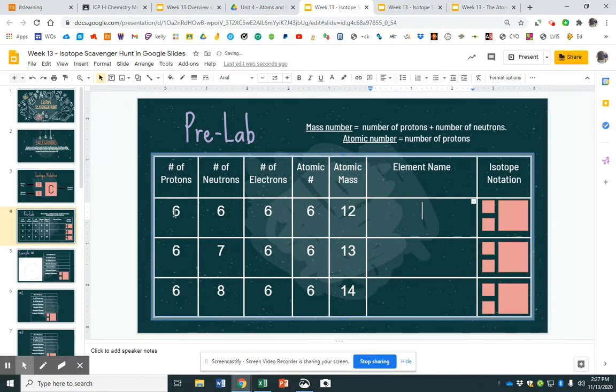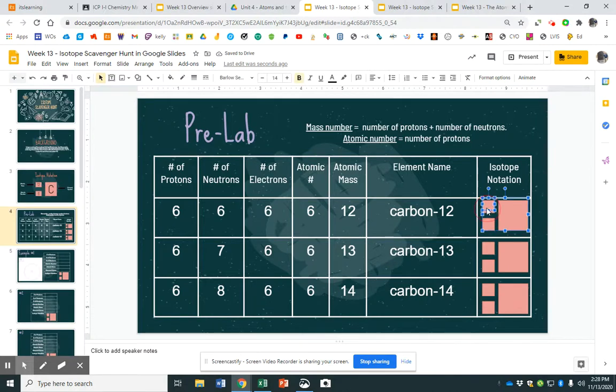When you look at the periodic table, element number 6 is carbon. So you say carbon dash, and then the mass number. That's carbon 12. This is carbon 13. And this is carbon 14. Again, they're all carbon because they all have 6 protons. 6 is carbon, and then the mass goes afterwards, carbon 14.